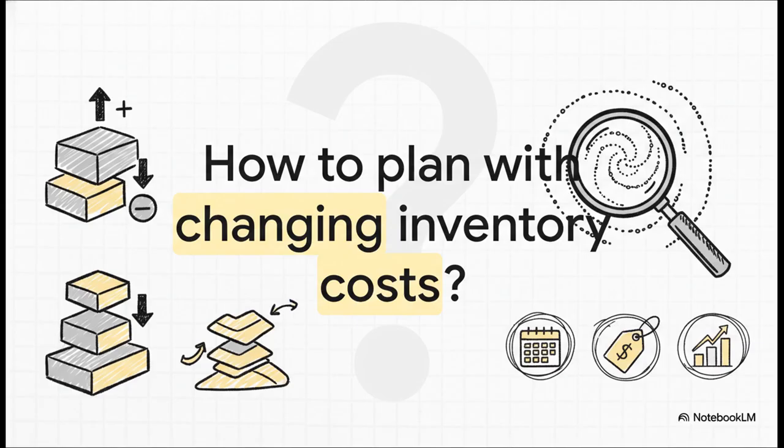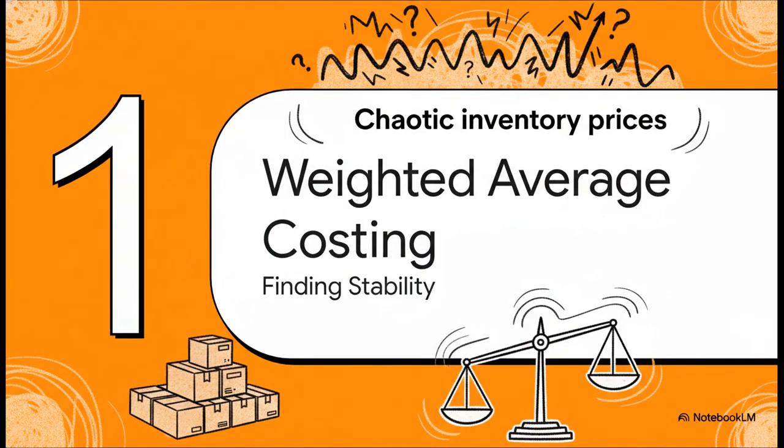It's a huge challenge, for sure. And the answer, well, it lies in how you decide to look at your numbers. And that brings us to weighted average costing. The real strength of this method, the reason we're focusing on it today, is that it brings a sense of calm and stability to the often crazy world of inventory prices.